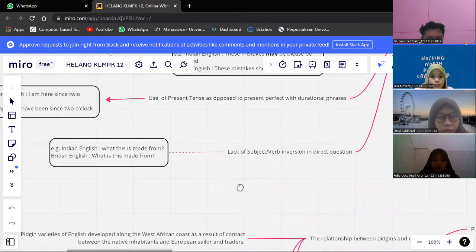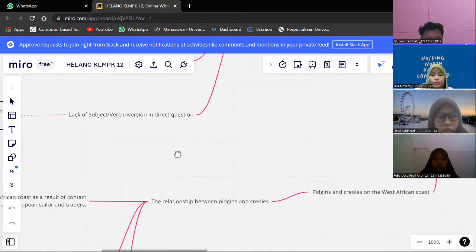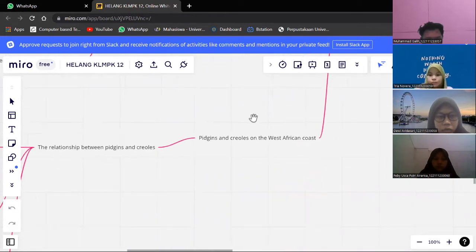The last one is the lack of subject-verb inversion in direct questions. For example, in Indian English, "What this is made from?" but in British English, "What is this made from?" Okay, thank you. That's all from me, and it will be continued by my friends.